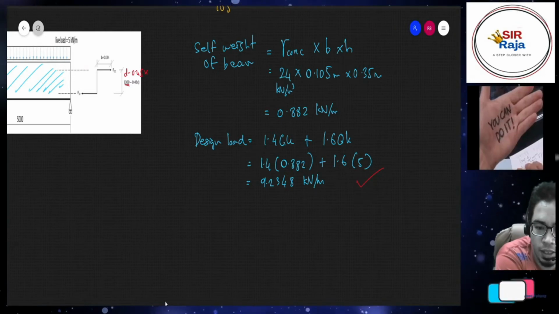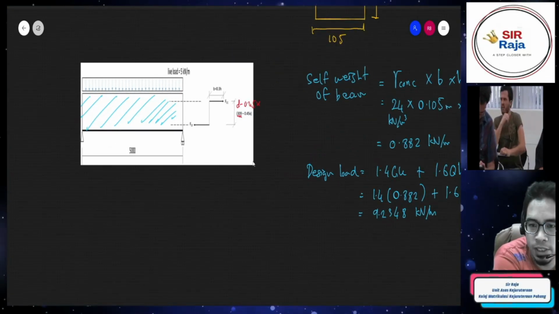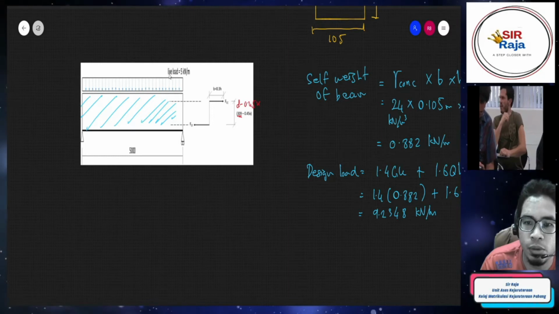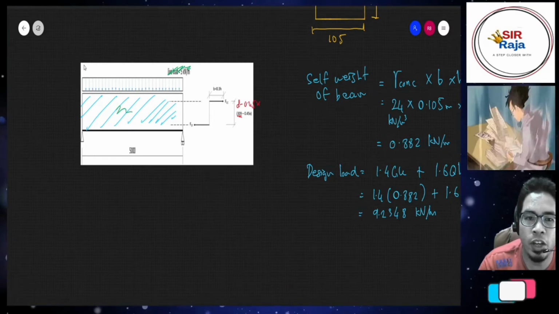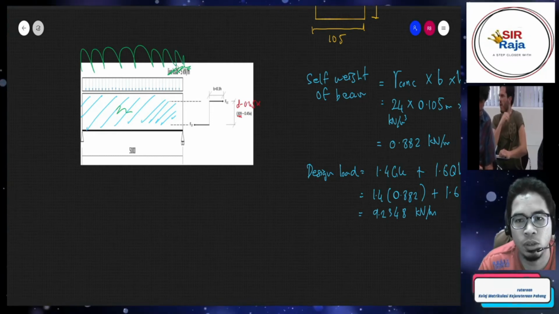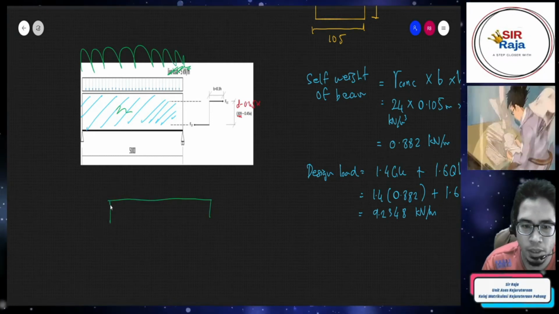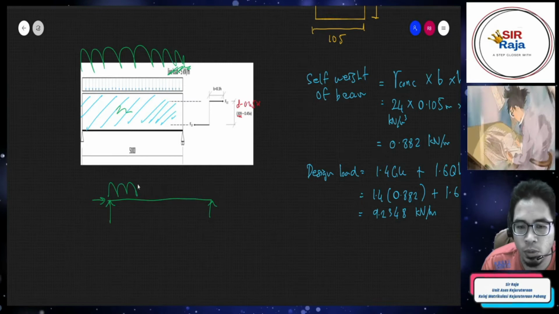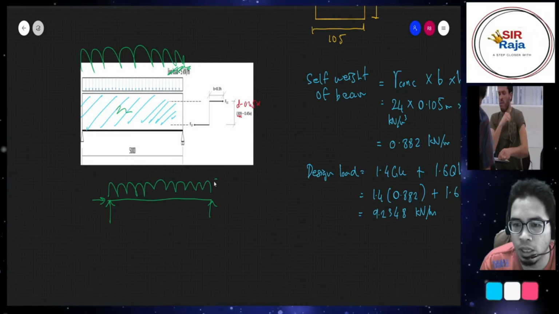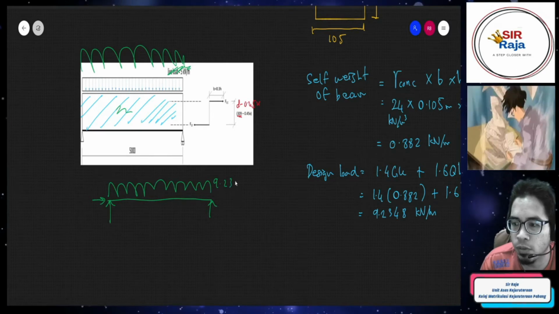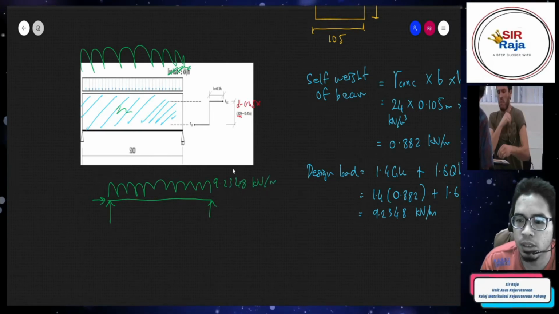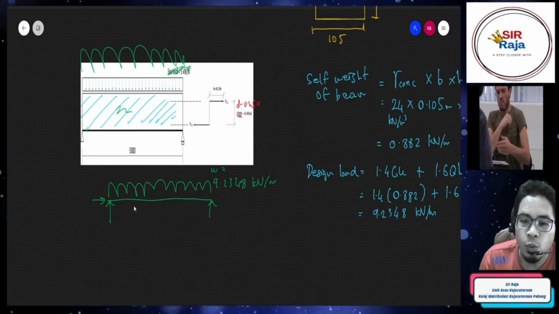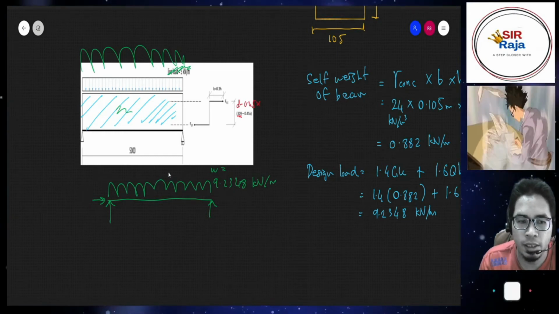Now class, once we have found the design load, we don't have the self weight anymore. What we have is the total design load. So we only have one beam here, a beam supported, and one design load, which is 9.2348 kilonewton per meter. This is the W. Now we can see one beam with one UDL only.